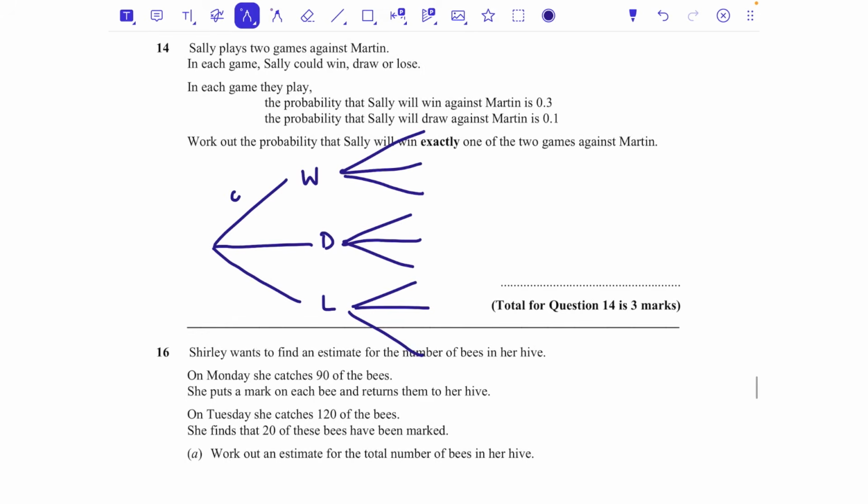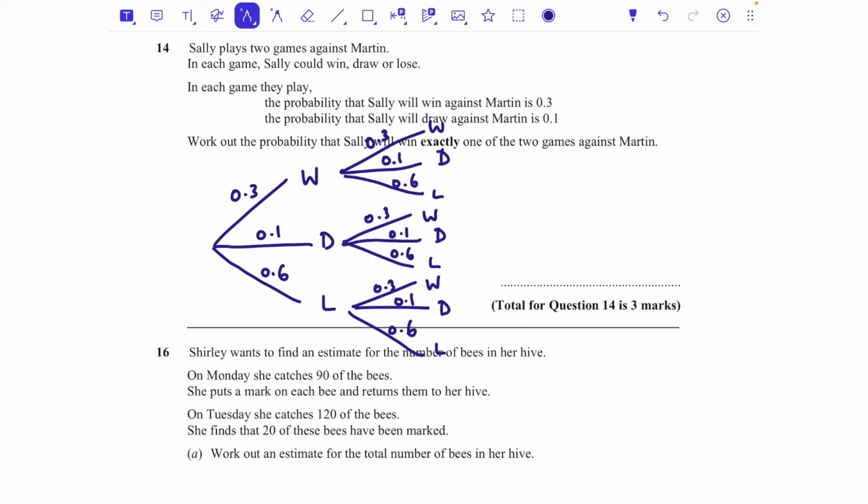So win is 0.3. Draw is 0.1. We know that probability adds up to 1. So therefore the probability of her losing would be 0.6. And those probabilities are not going to change. It doesn't say that if she wins, she gets super confident and is more likely to win again. So we know that the probabilities are just the same. It says each time she plays, it's the same probability. So 0.3, 0.1, 0.6, 0.3, 0.1, 0.6.